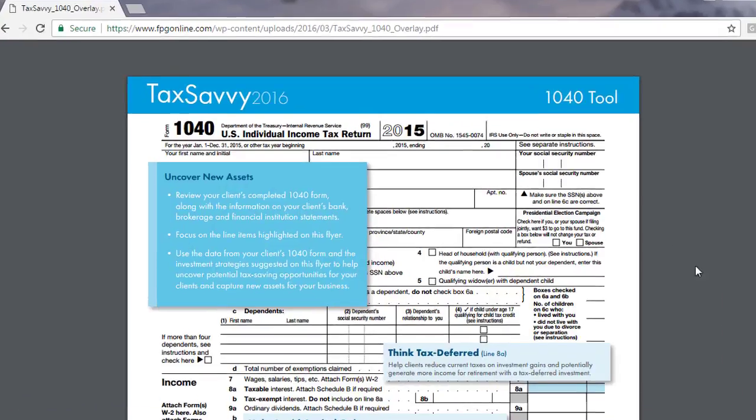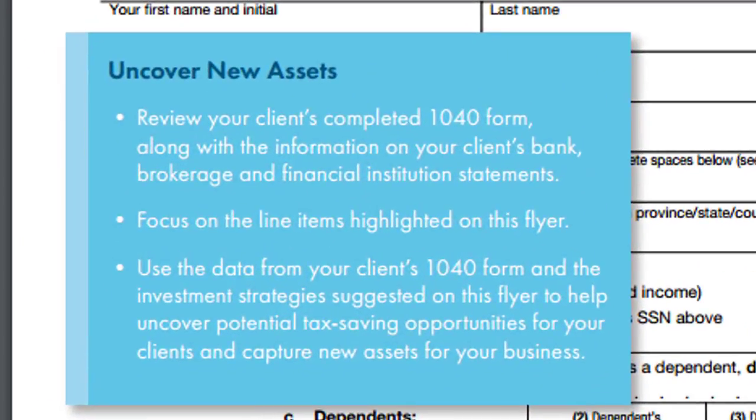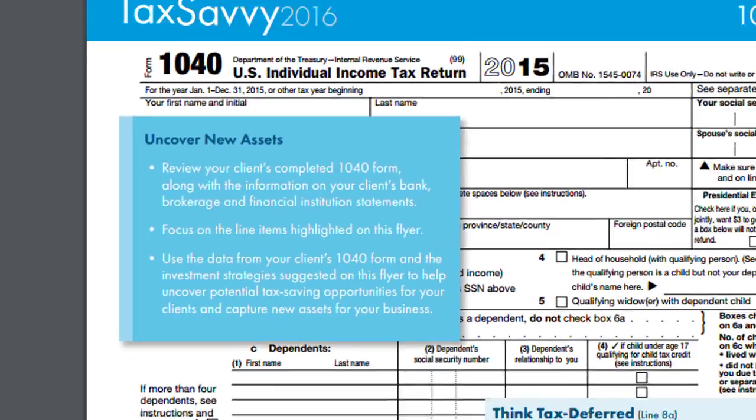We can use this form to uncover new assets that our client has by reviewing their completed 1040 form, any of the information on their bank statements, brokerage, and financial institutions. And what we'll do is we'll go through and we'll look at the different highlighted areas on this form that you will use to focus on for seeking out those opportunities.